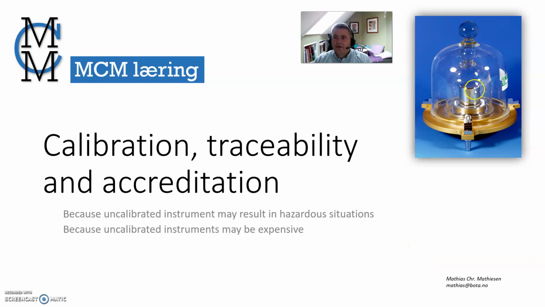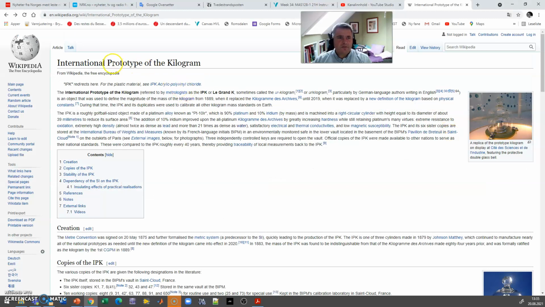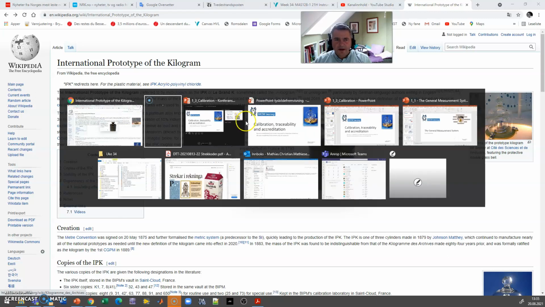The picture here, by the way, is the international standard, or actually a replica of the international standard 1 kilogram. So, if you'd like to study that international prototype of the kilogram, study this article on Wikipedia.